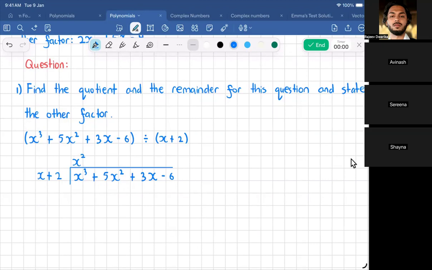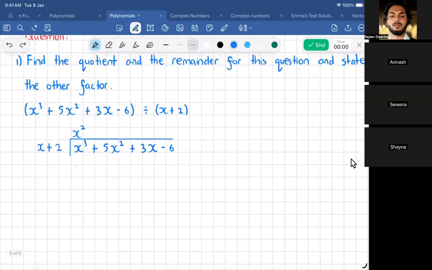Then the x into 5x squared. When you do this, the next step is to multiply whatever you get here by the divisor. So multiply x squared by x and 2, and tell me what you get. What is x squared by x? X cube. What is x squared by positive 2? 2x squared. All right, 2x squared. That's why I lost myself, I don't know why I forgot that.